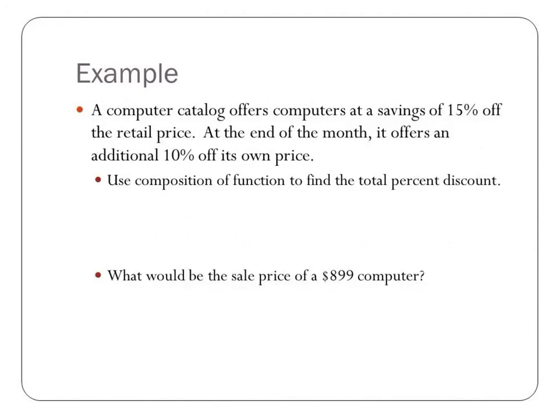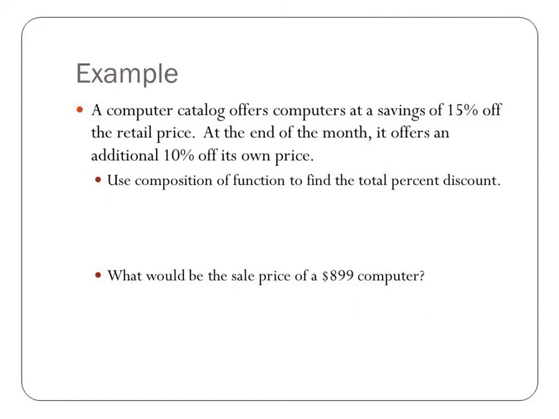Okay, a computer catalog offers computers at a savings of 15% off the retail price. At the end of the month, it offers an additional 10% off its own price. Use composition of function to find the total percent discount.